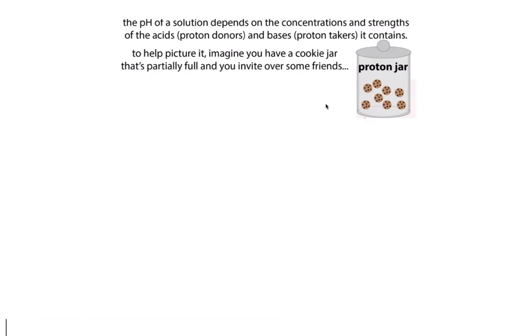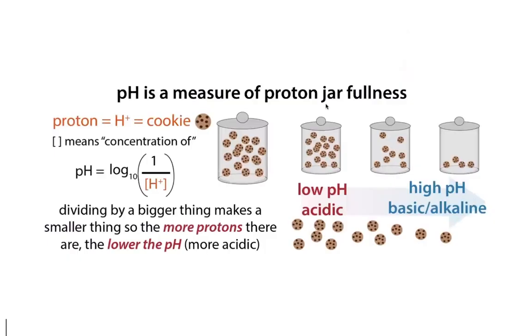So if you think of the pH, instead of in terms of just protons, think of it as a proton jar, like a cookie jar. If you have a full cookie jar, this is like having a high proton concentration, a low pH, an acidic environment. But if your jar is pretty empty, this is like having a basic environment, a high pH.